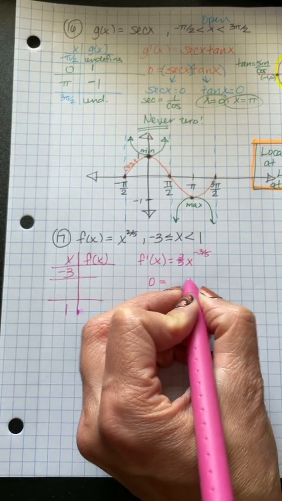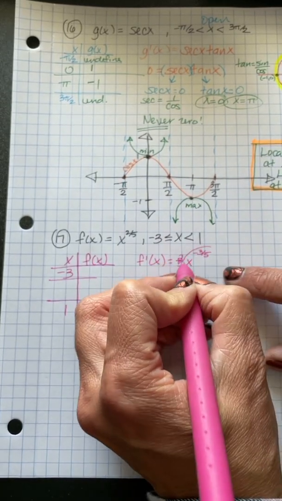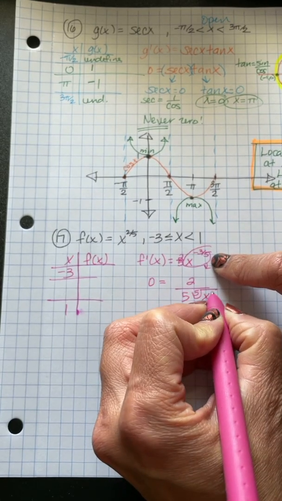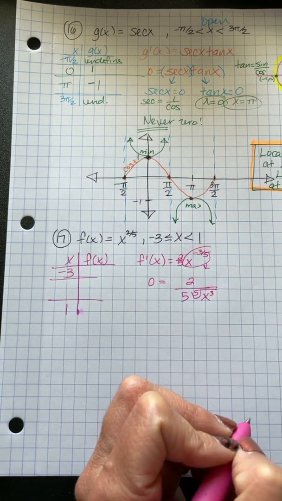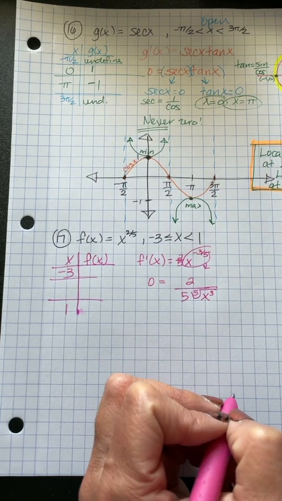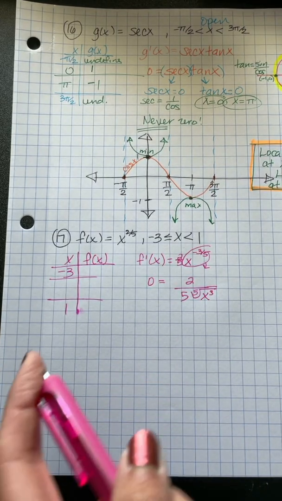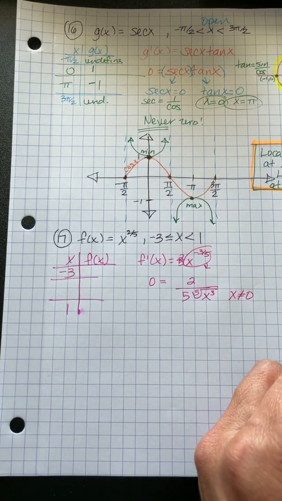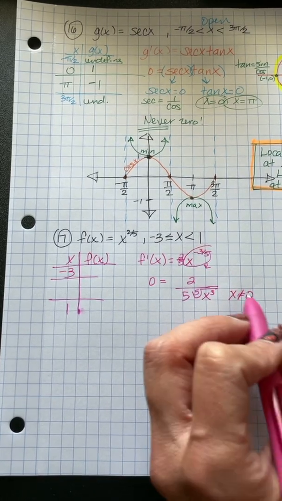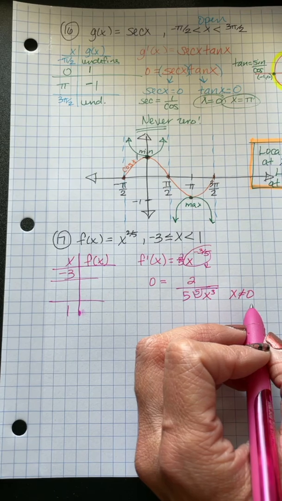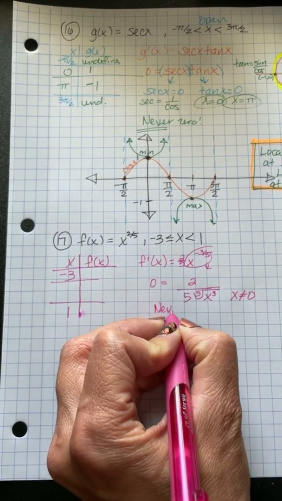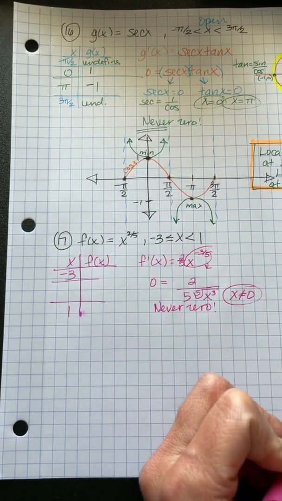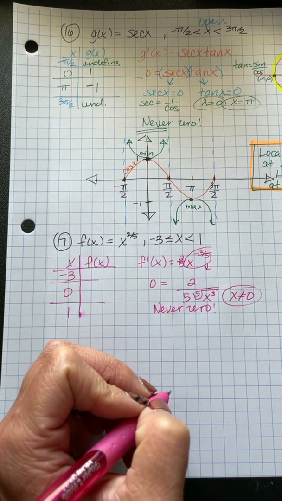So that would be 2/5, and then we have to drop this like it's hot, and let's convert it to a radical. That is the 5th root of x cubed, x to the 3/5. Okay, so here's the thing. We have x in the denominator, so that means that x cannot equal 0 because it will make the denominator 0, which is undefined. Okay, so that means the derivative does not exist at x equals 0. This is never 0. But because the derivative does not exist there, that is a critical value. We get to add it to our table.